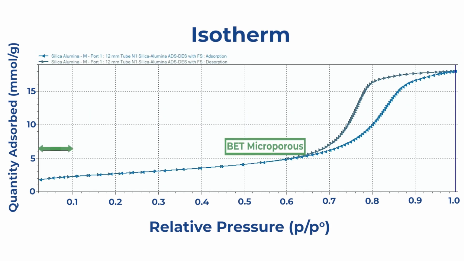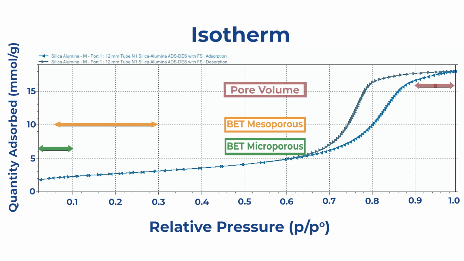In the lowest pressure region of the isotherm, below 0.1 p/p0, the BET surface area of microporous materials can be determined. The BET surface area of mesoporous materials is determined between 0.05 and 0.3 p/p0, the standard BET range. Pore volume is determined once all pores are filled. This occurs at the highest values of p/p0 as it approaches 1.